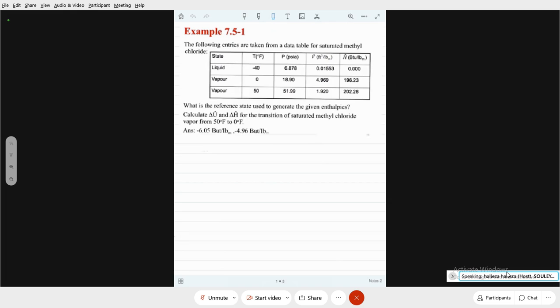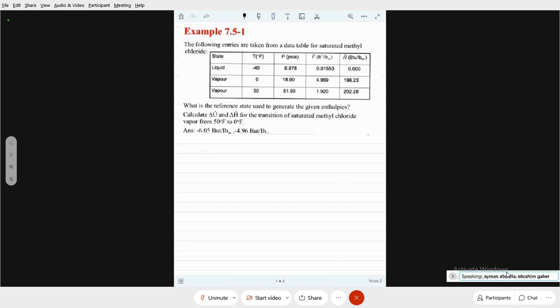Good. Now my question is from that problem. The data is for saturated methyl chloride. The first question is, what is the reference state? Guys, anybody? What is the reference state? Negative 40 liquid. Negative 40 Fahrenheit, okay, liquid.